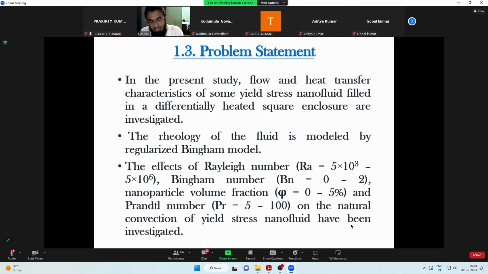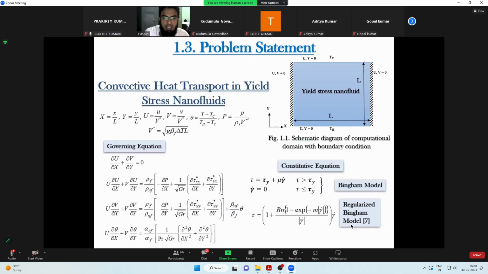So usually this tau should be equal to mu gamma dot, where tau is the stress, gamma dot is the strain rate, and mu is the ratio of the stress to strain rate, that is termed viscosity. But in the case of a Bingham fluid, this stress is not directly proportional to mu gamma dot; rather it is equal to tau y plus k mu gamma dot. So this tau y term additionally comes into the picture, and that plays an important role.